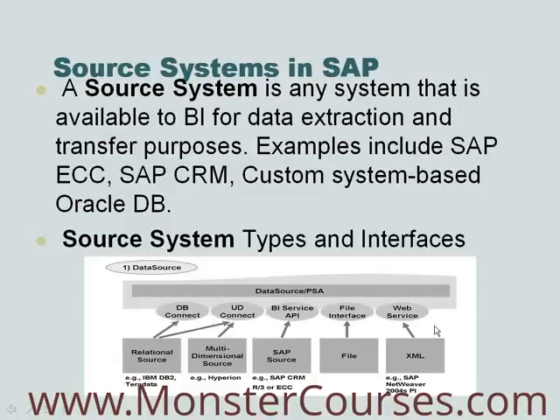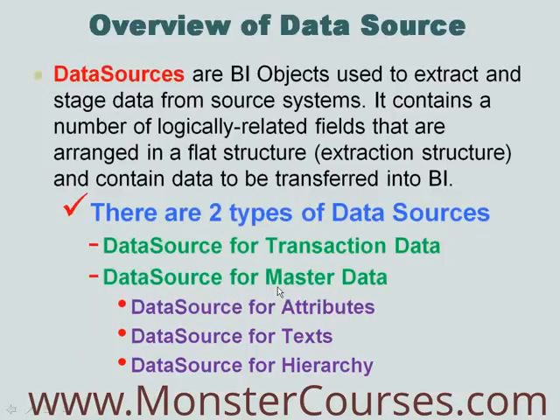Based on the source data, you maintain the source systems. With the help of the source systems, initially the data will be staged at PSA. The PSA will be in the data source. So what do you mean by data source here? The data sources are BI objects used to extract and stage data from source systems. Basically, it contains a number of logically related fields arranged in a flat structure. As I told you, the structure creation is done at data source level. It contains data, it means the PSA will be in the data source, right? It contains data to be transferred into BI. BI is nothing but InfoCube here.